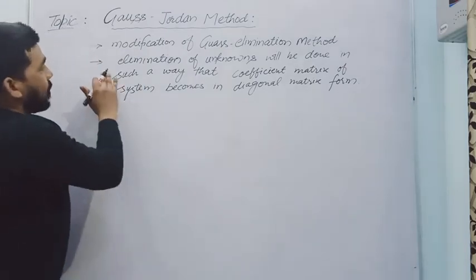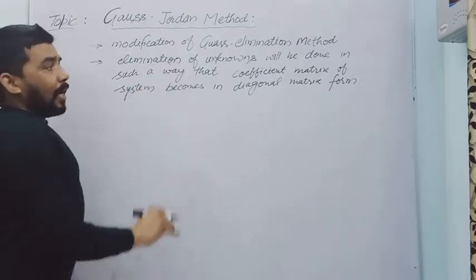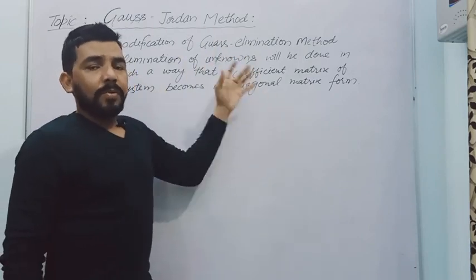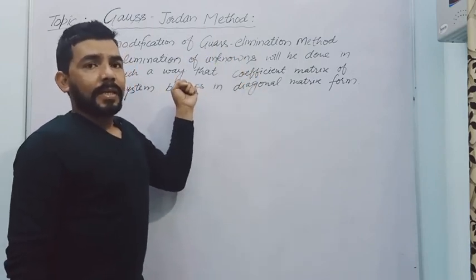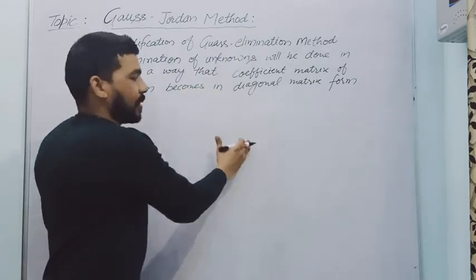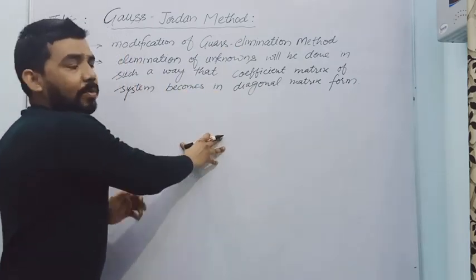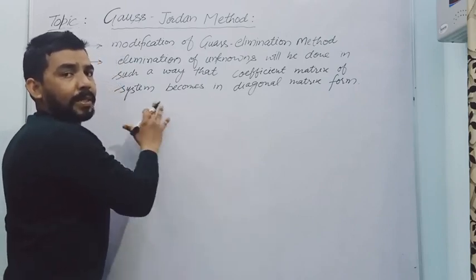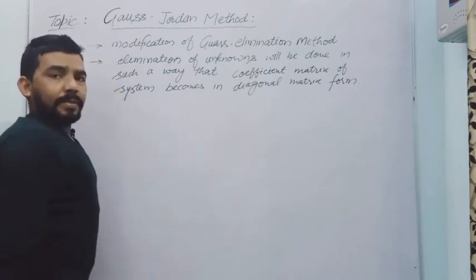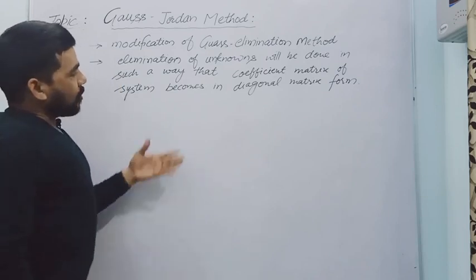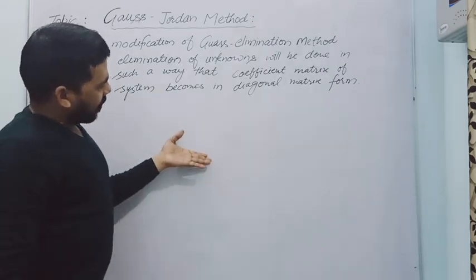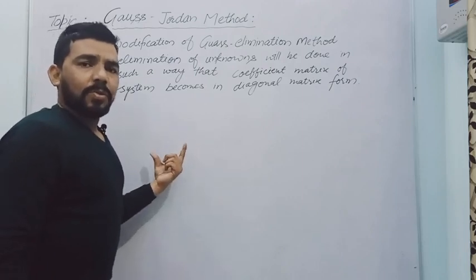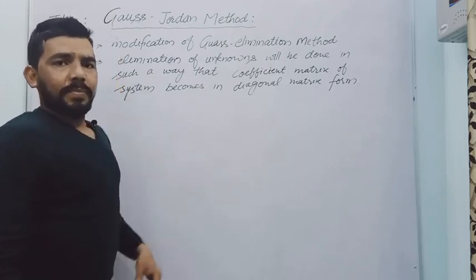In this method, we eliminate the unknowns. But we will eliminate the unknowns in such a way that after elimination, if I write the resulting system in matrix form, then the coefficient matrix becomes a diagonal matrix. The system obtained after the elimination should be such that its coefficient matrix becomes a diagonal matrix.